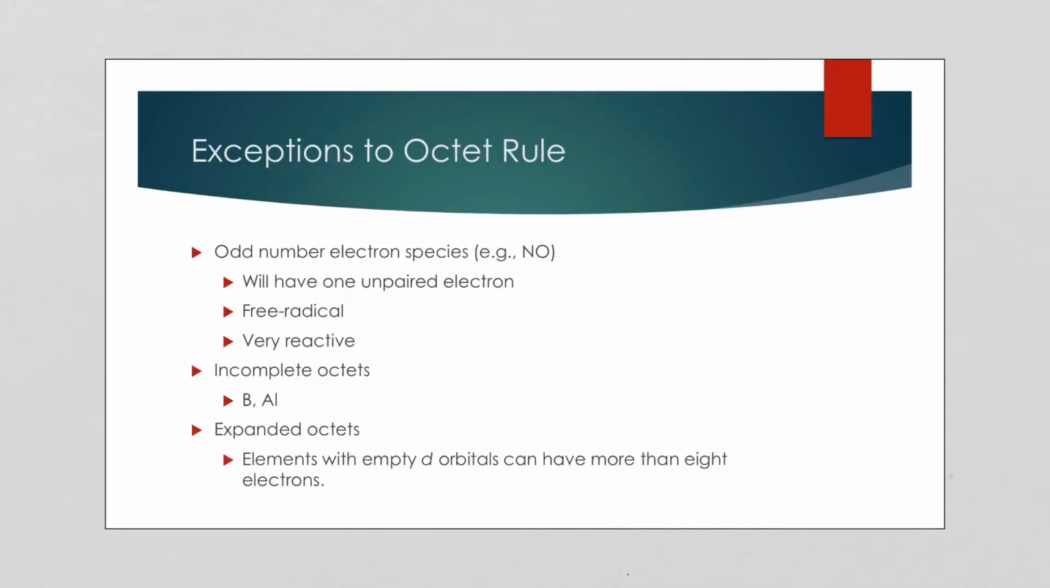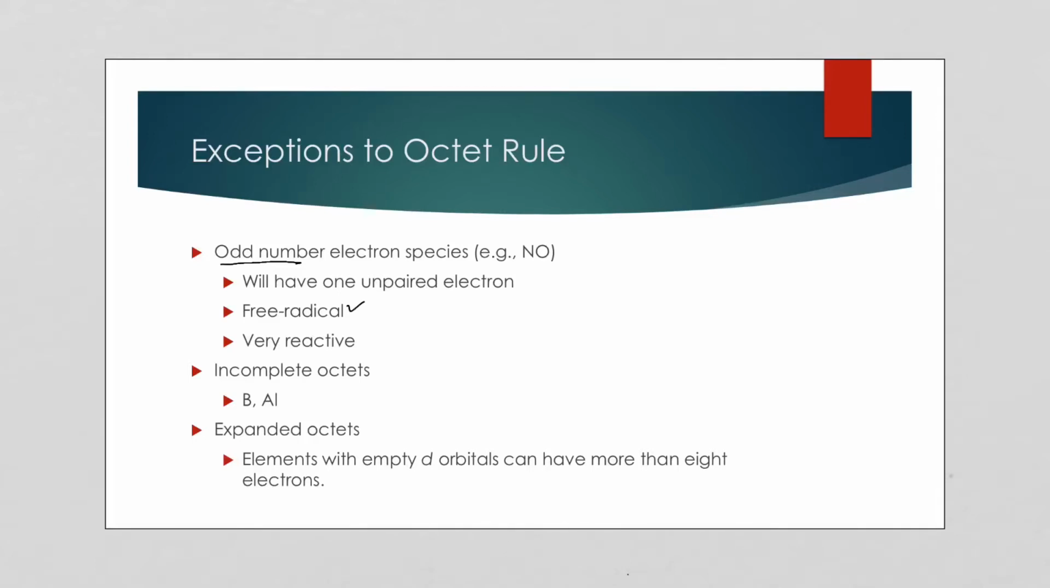In today's class, we're going to talk about exceptions to the octet rule. Now, there are three major exceptions to the octet rule. Those are what we call odd electron complexes, right? Which are going to have an odd number, so we're going to have an unpaired electron somewhere in the structure. These are also sometimes called free radicals, and these are highly reactive compounds.